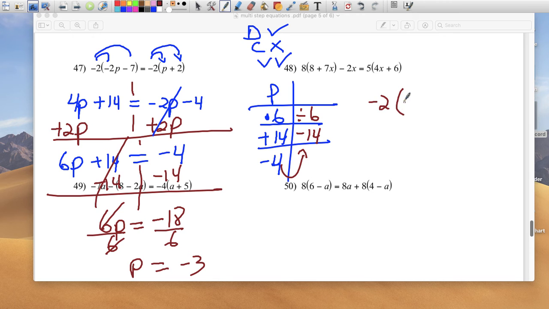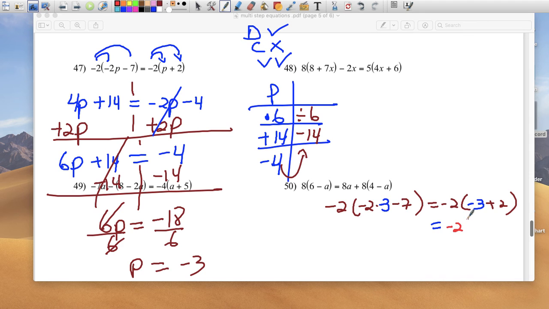But if you're really, really careful, leave that P, let me just move this a little bit. So I'm going to do it here. Negative 2 minus 2 times P times minus 7 equals negative 2 P plus 2. So I'm going to replace a P in a different color so that you can see that's negative 3, negative 3, negative 3. Now we just get to solve. So on the left side, negative 2, leave it alone for a second. What's negative 3 plus 2? It's negative 1. Negative times a negative is a positive, and 2 times 1 is 2. So that whole thing is 2.